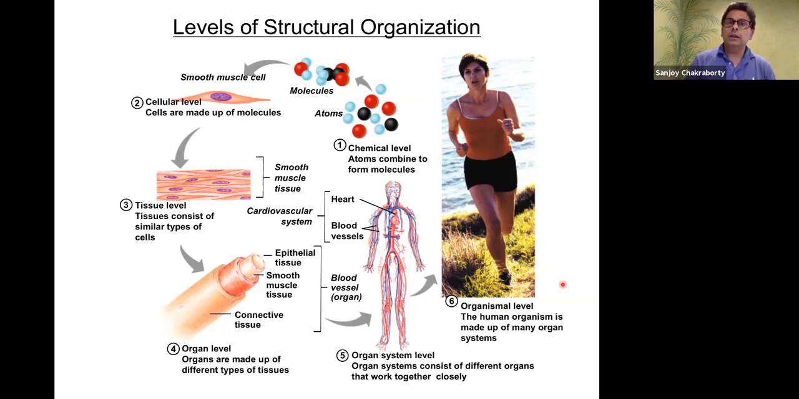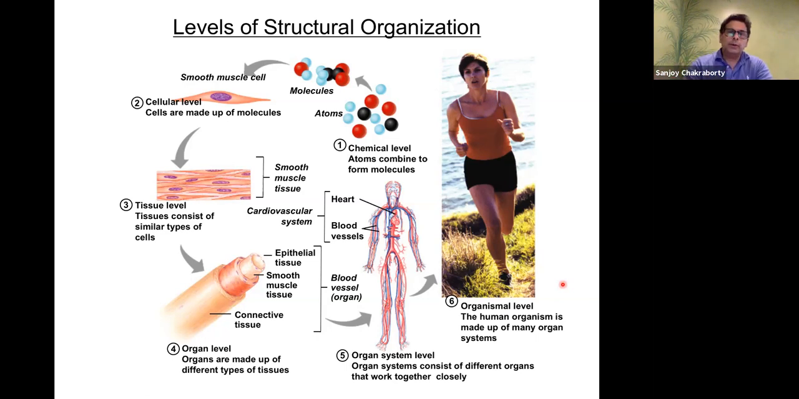Or I can ask you, cardiovascular system or liver, which one is the higher level of organization? Again, liver is an organ and cardiovascular system is an organ system. So obviously the cardiovascular system will be the higher level of organization. So you need to know this chart. That's the first thing you do.